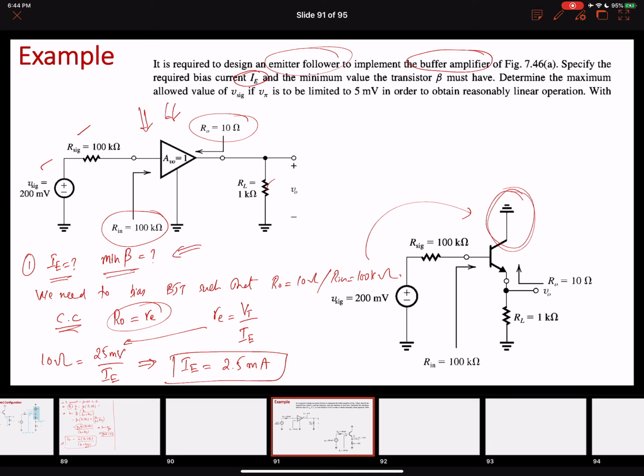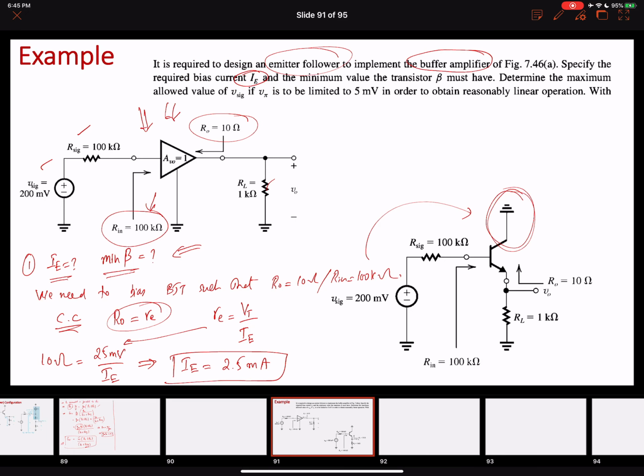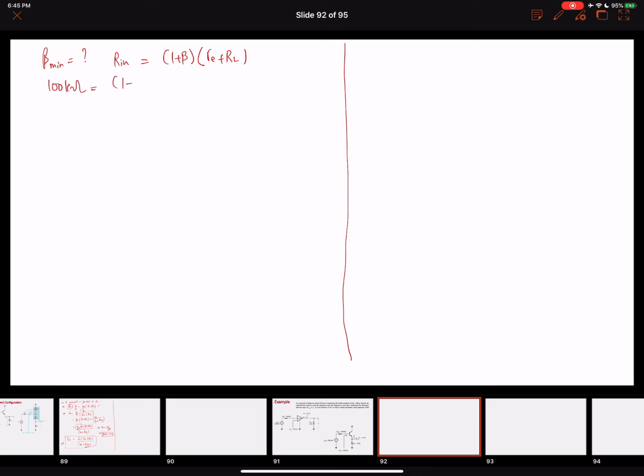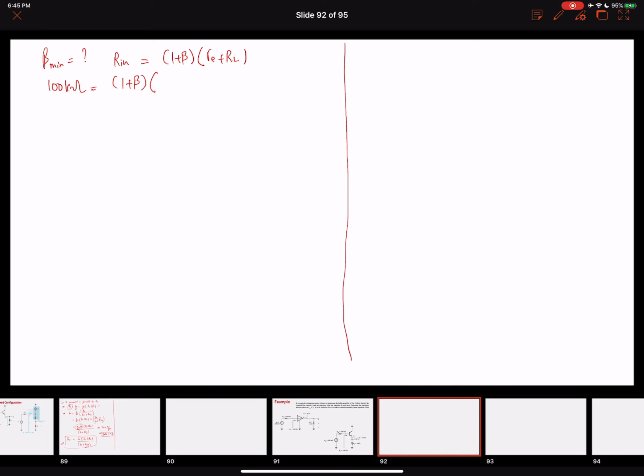Okay, so the second thing that we need to find out is the minimum value of beta. In order to find the minimum value of beta, we are going to use the input resistance equation. We know that our input resistance equals (1 plus beta) times (Re plus RL). Our input resistance, looking into the circuit, is 100 kilo ohms. So 100 kilo ohms equals (1 plus beta) times (Re plus RL), where Re equals 10 ohms and RL is 1 kilo ohm. So now our Re is 0.01 kilo ohms plus RL of 1 kilo ohm. We can find the value of beta after solving this, and the value of beta comes out to be 98.